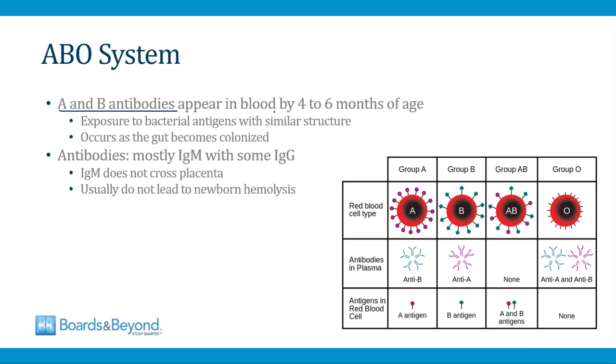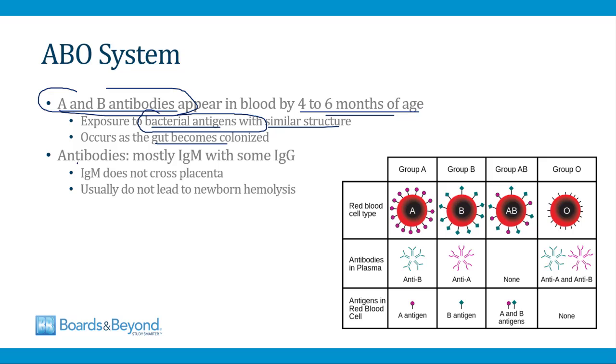Antibodies to A and B appear in the blood by about 4 to 6 months of age. They develop because of exposure to bacterial antigens that have a similar structure to A and B. As the gut becomes colonized after birth, we're exposed to bacteria that express antigens similar to A and B. And so in patients who don't express the A or B antigens on their own red cells, they will produce A and B antibodies by about 4 to 6 months of age. The antibodies that develop against A and B are mostly IgM with some IgG.